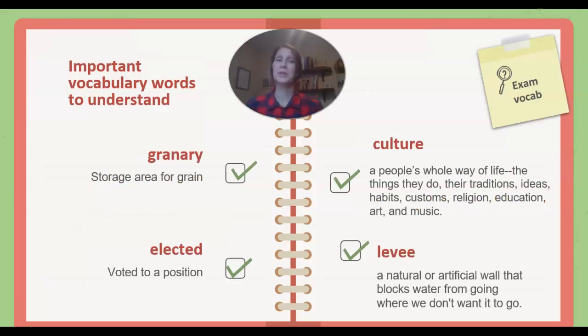Important vocabulary words to understand for your quiz. A granary is a storage area for grain, typically situated by an open air market, which is kind of like a farmer's market. Elected means voted to a position. There were no elected officials in ancient civilizations. It was all done through birthright. Culture, a people's whole way of life, the things they do, their traditions, ideas, habits, customs, religion, education, art, and music. And then a levee is a natural or artificial wall that blocks water from going where we don't want it to go.